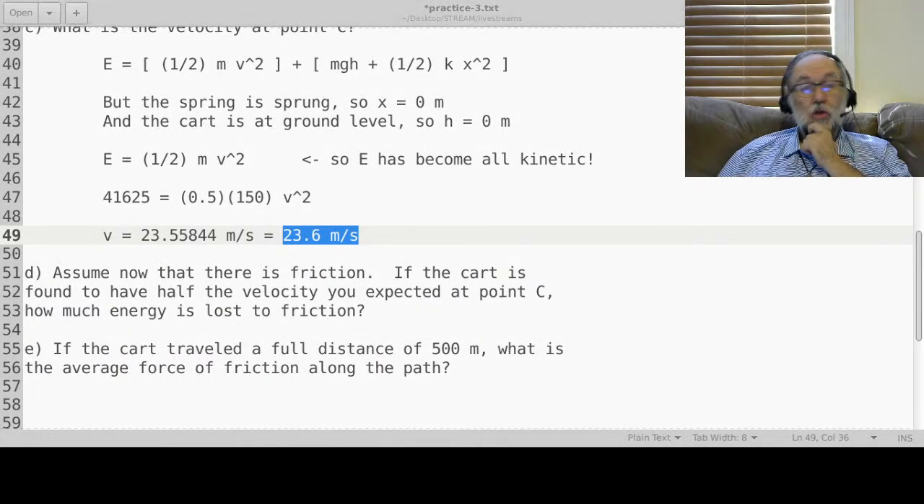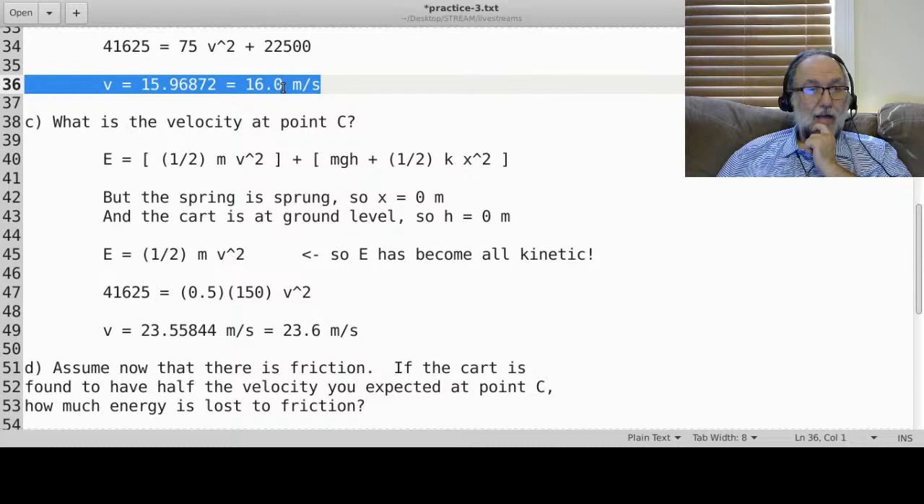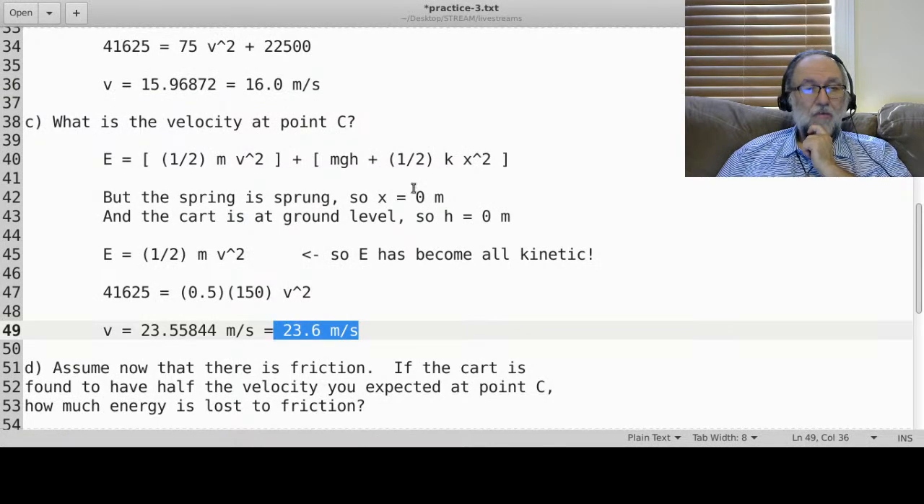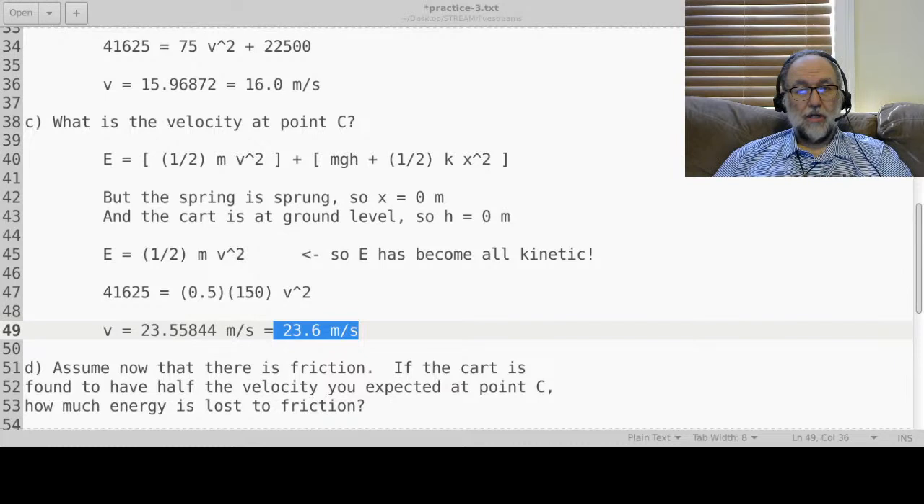23.6. Okay, so at this point you can ask yourself the question, do the numbers make sense? You can compare, say, the velocity at the top of the hill after the spring, 16 meters per second, and at the bottom of the hill. And of course, after you've gone downhill, you expect it to be going faster. You expect this cart to be going faster, and it is. That's not a guarantee that you did the right thing, but at least it gives you an indication that you didn't do something wrong. I mean, if you've gotten a number less than 16, you know that you've done something wrong.